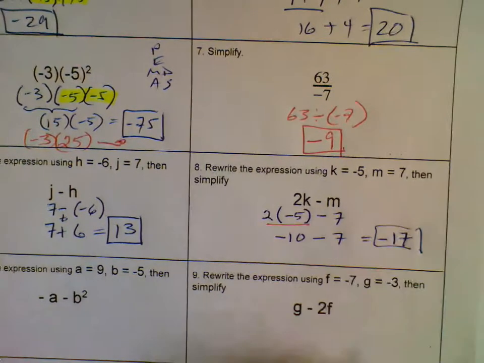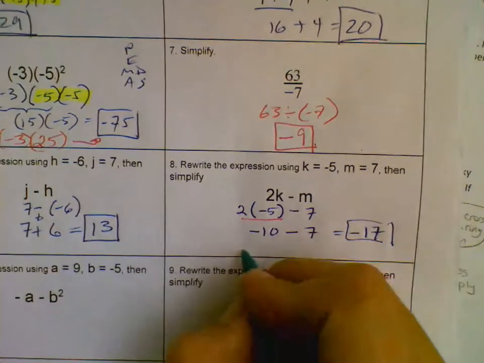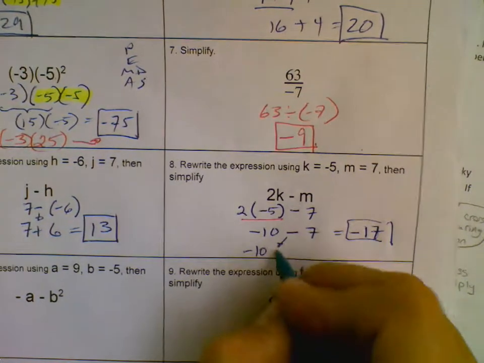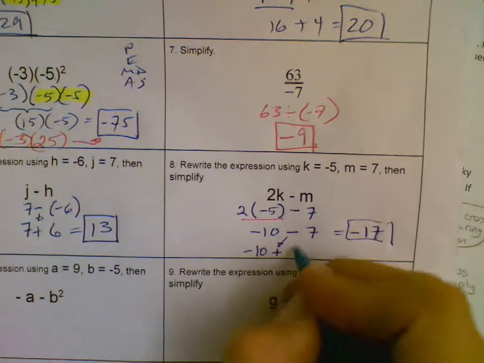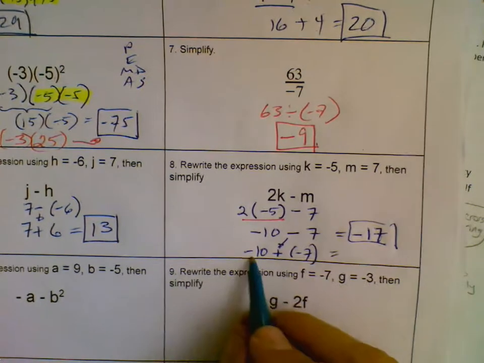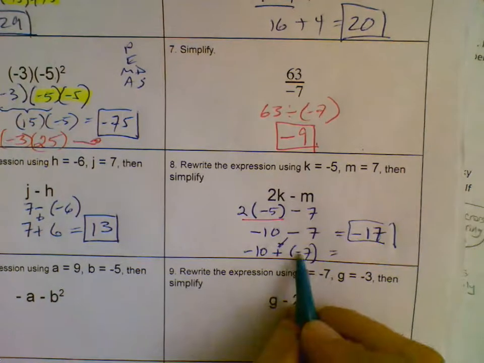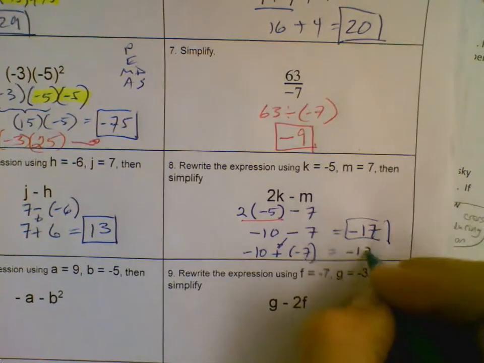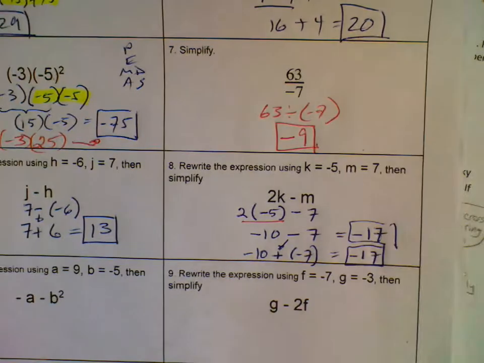So this here, if I leave it as a subtraction problem, it's going to be negative 17. If I want to rewrite it as an addition problem, just to see that, I would have negative 10 plus, what's the opposite of 7? Negative 7, negative 17. So I owe $10 and I owe another $7. I'm still going to owe $17, negative 17. Moving on.